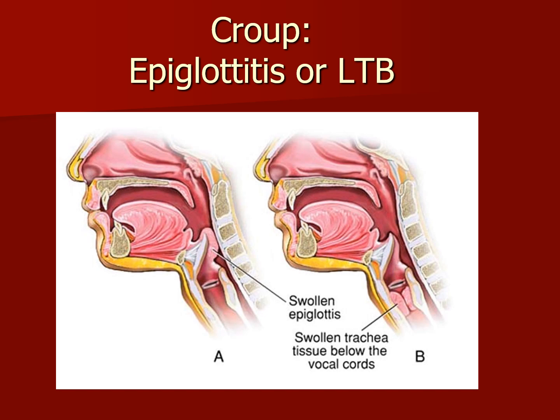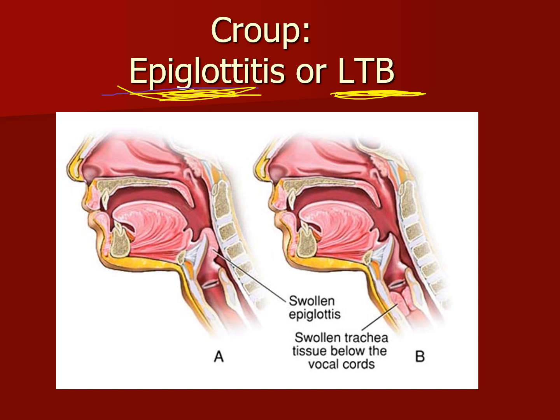Epiglottitis, when we look at epiglottitis, it's supraglottic, and LTB is subglottic. So this is above the glottis. That's epiglottitis, right? It's above, and croup is below, right? Below the vocal cords, above the vocal cords. LTB is below the vocal cords. Epiglottitis is above the vocal cords. So LTB is subglottic. Epiglottitis is supraglottic.